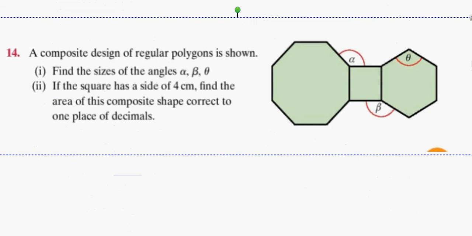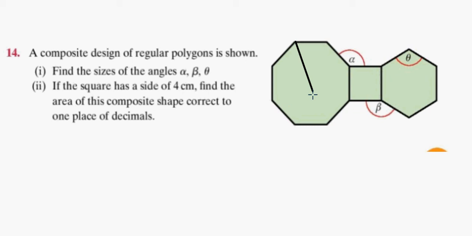Now, this looks fantastic. A composite design of regular polygons is shown. Find the sizes of the angles alpha, beta and theta. Okie dokie. I suppose I'm probably going to do a bit of drawing. This is what I'm thinking.